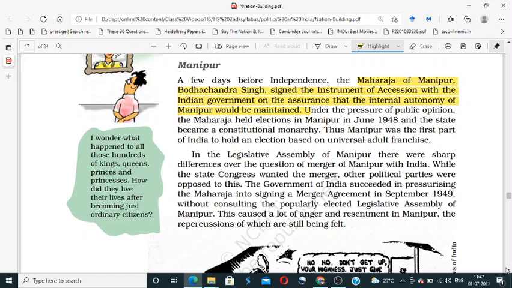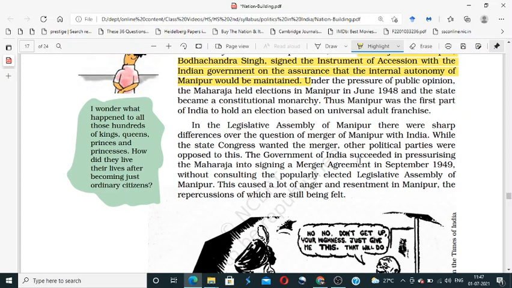So within the legislative assembly of Manipur, there were sharp differences over the question of merger of Manipur with India. I was telling you that a few parties, the Congress, wanted to merge with India and the other parties were protesting against it. The government of India anyway succeeded in pressurizing the Maharaja into signing the merger agreement in September 1949, which made Manipur a part of India.